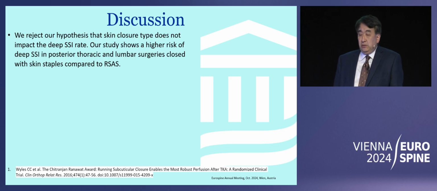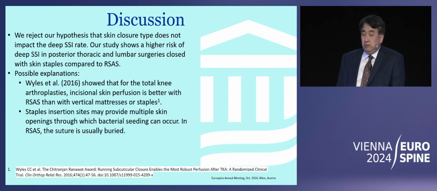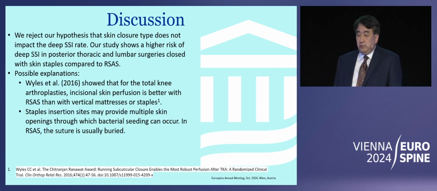So our study showed a higher risk of infection in the staples group. One possible explanation may be that there's a difference in perfusion in the skin, and there was a Weil study in 2016 that showed that incisional skin perfusion was better with the subcuticular sutures than with vertical mattresses or staples.